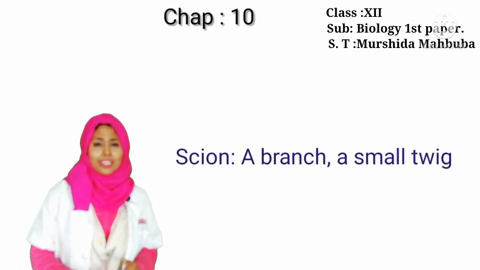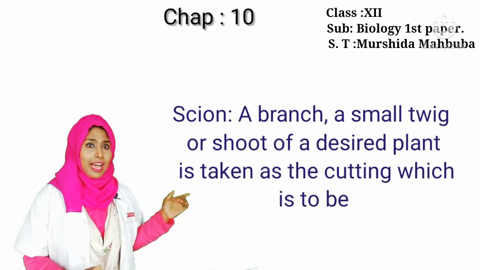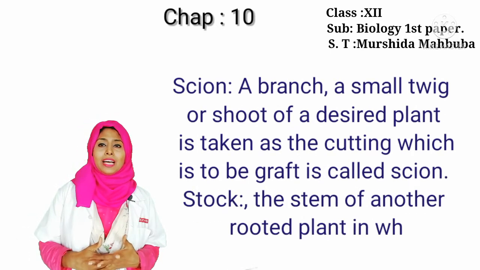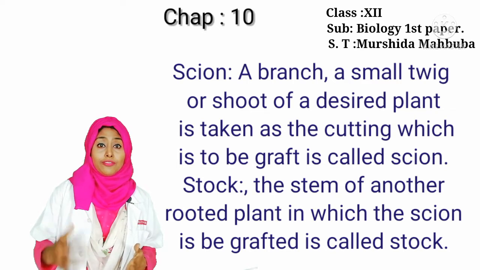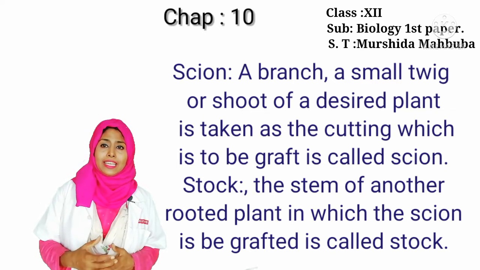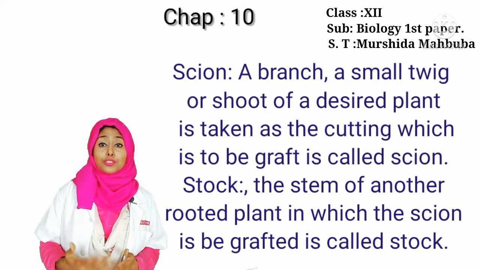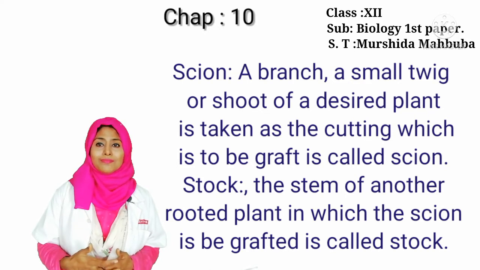Our next knowledge-based question is scion. What is scion? A branch, a small twig or shoot of a desired plant, taken as the cutting which is to be grafted, is called scion.